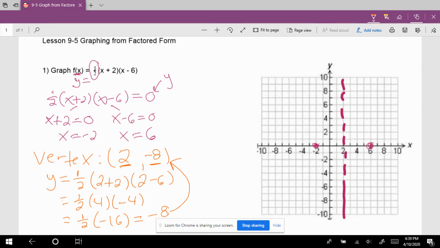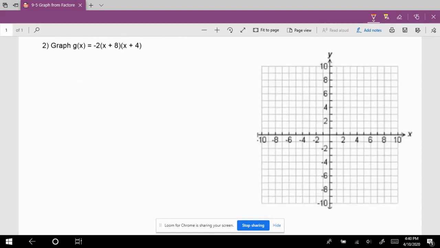So now I can plot that point on my graph, and now I have 3 points I can use to draw my parabola. I can do a quick mental check: at the very beginning, I knew this was going to open up. Did it indeed open up with my graph? Yes, it does. Okay, so I'm going to do one more example.